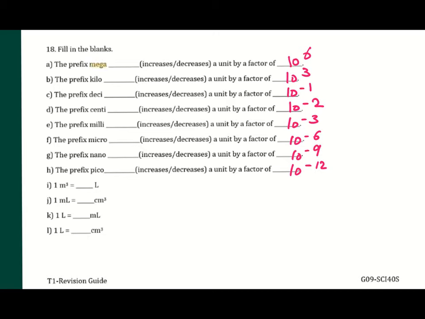Mega, if it's positive, means that it's increasing the unit. Kilo, it's also increasing because it's positive. Deci, negative, so it decreases. Centi, negative, decreases. Milli, the same way. Micro, decrease. Nano, decrease. And pico, decrease.